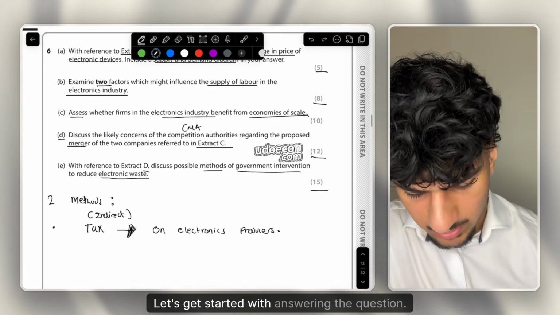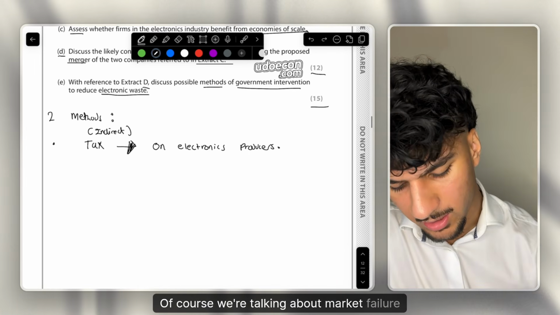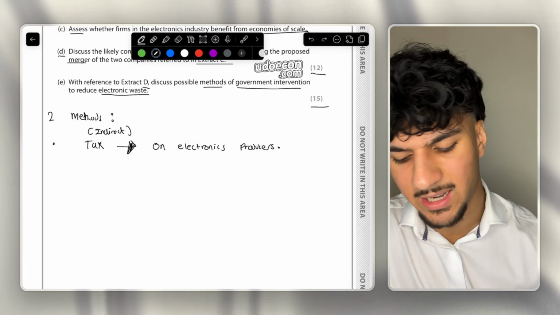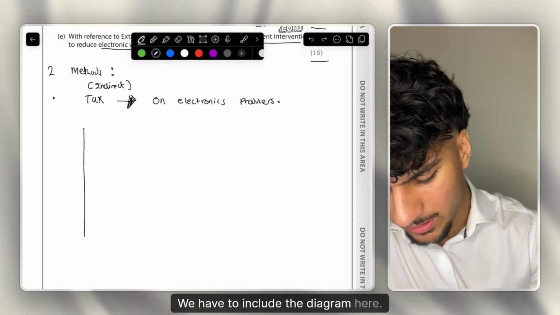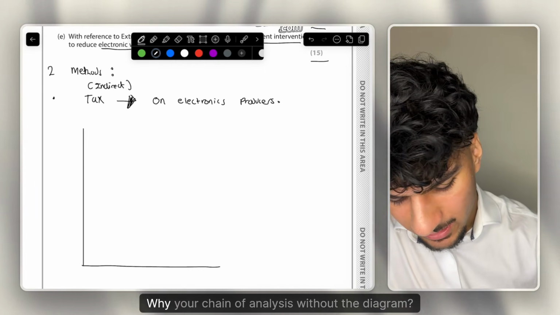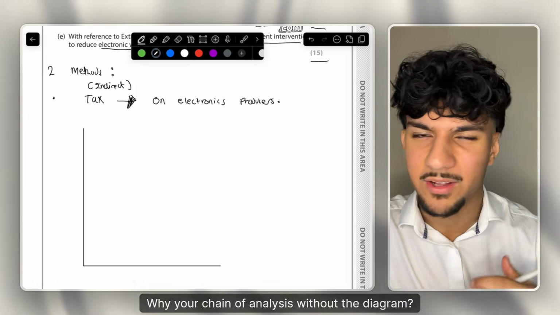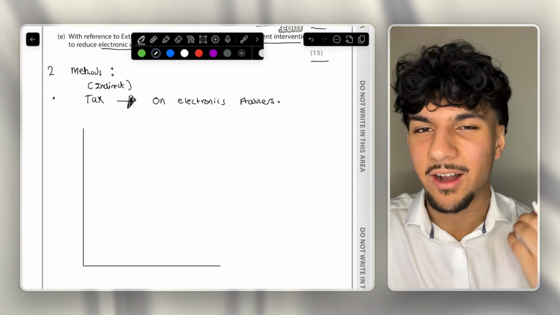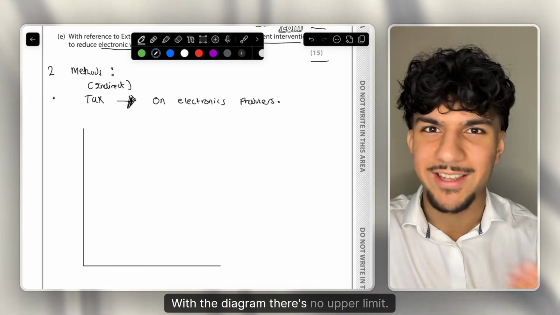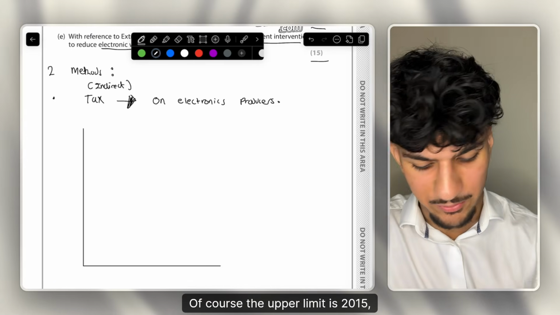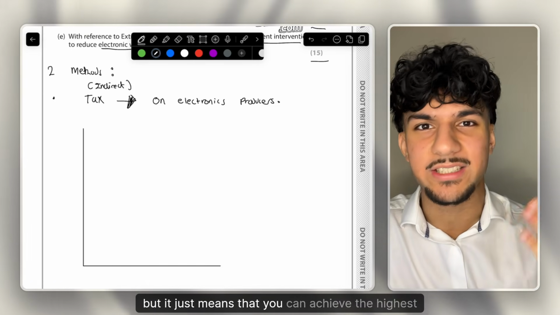Let's get started with answering the question. Of course, we're talking about market failure, externalities, taxes. We have to include the diagram here. It's of utmost importance. Why? Your chain of analysis without the diagram, the amount of marks you can get without this diagram are very limited. With the diagram, there's no upper limit, of course. The upper limit is 15, but it just means that you can achieve the highest band.